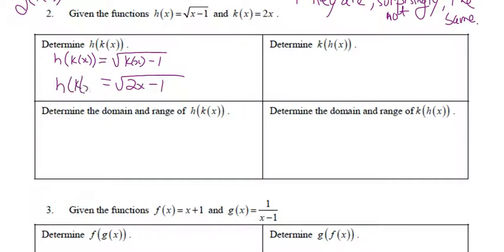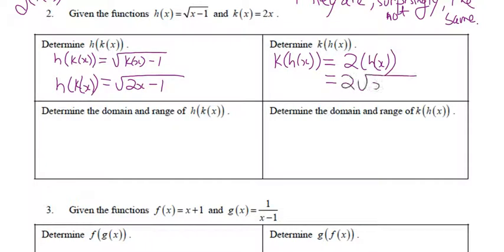Do you want to do the domain and range or determine k of h of x? Determine k of h of x. Okay, let's do k of h of x. So k says take 2 times h of x, right? Which is 2 times the root of x minus 1.